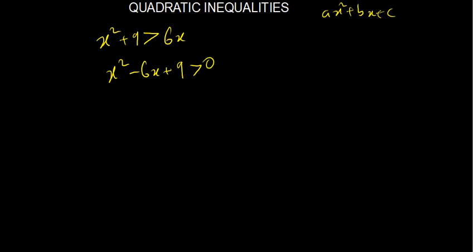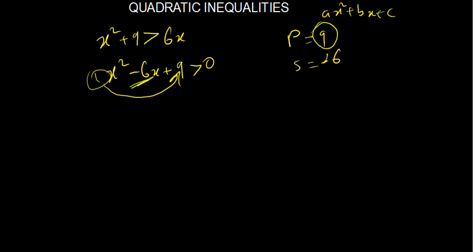So we want the factors for this one. Now the product is 9, the sum is -6. What we can see, the number in front here is 1, so 1 times 9 gives us 9, and then the sum is simply this one, which is in the middle.